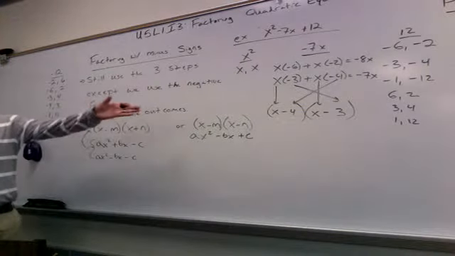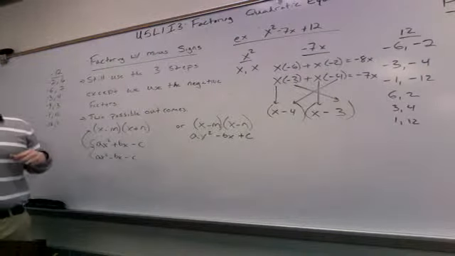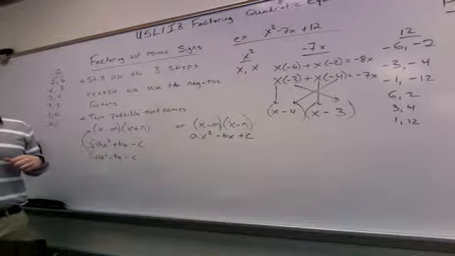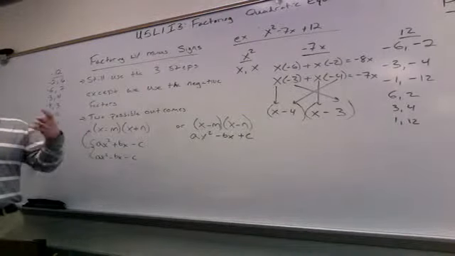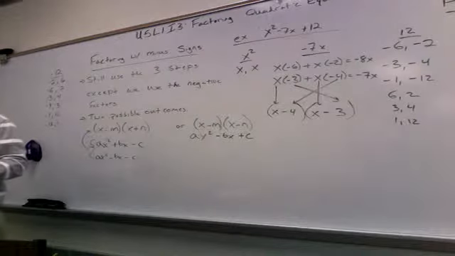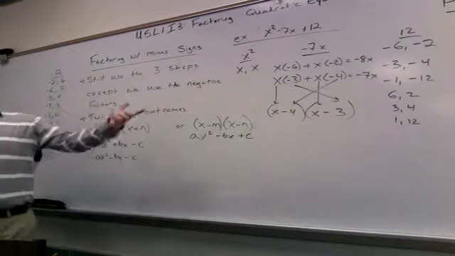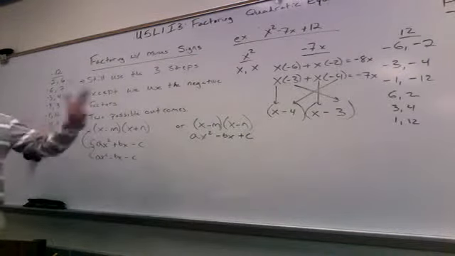All right, so our factors are x minus 4 and x minus 3. Does that make sense, guys, how I got those? Okay. Is the process any different than what we did yesterday? No. Same general process, except now we have to worry about negative signs.